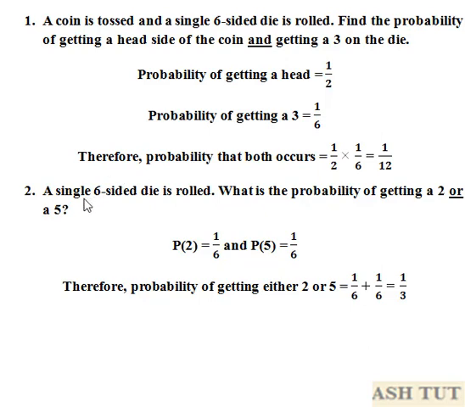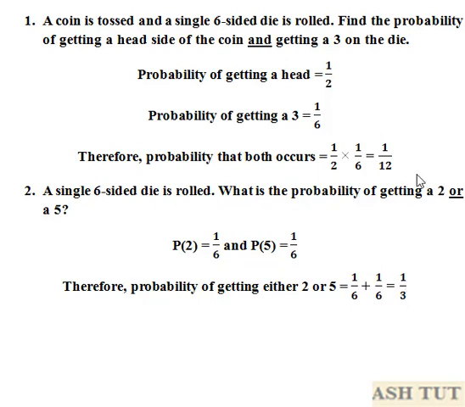Now the next question: a single 6-sided die is rolled. What is the probability of getting a 2 or a 5? So 2 is a single value and the total number of possible outcomes is 6, so its probability of getting 2 is 1 by 6. Similarly, the probability of getting a 5 on a single roll of a die is also 1 by 6. Now here you can notice that they have written 'or'. 'Or' means addition, so we have to put a plus sign between them. So 1 by 6 plus 1 by 6 is 1 by 3.